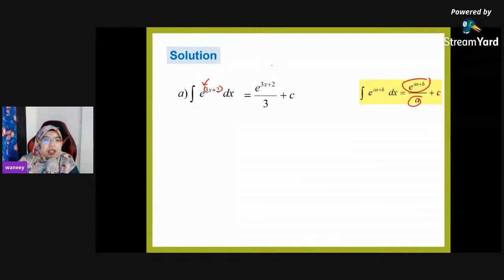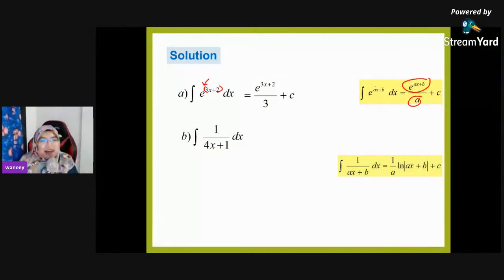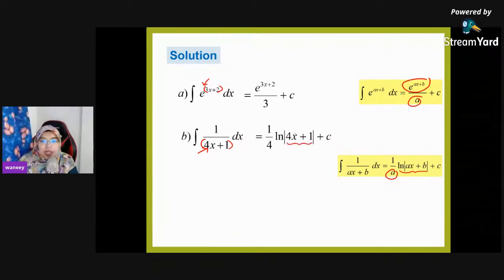Okay, next. So we got 1 over 4x plus 1 dx. Again, this is the basic rule because below here, bawah, we have 4x plus 1, which is exactly a linear function. So I can use this formula: 1 over the coefficient of x, ln of ax plus b. The coefficient of x is 4, so it becomes 1 over 4 ln of 4x plus 1, plus c. Okay, so done with b.